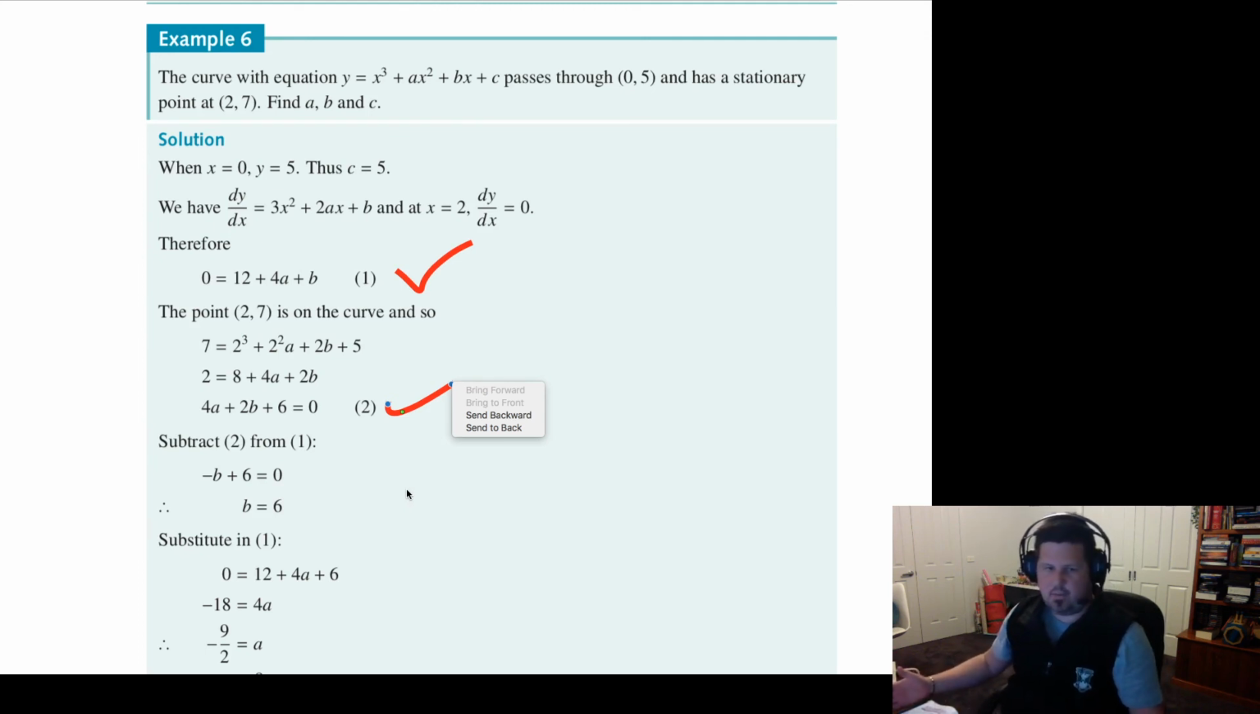So once you have all of these values, you've got c, you've got b, you've got a, you would write it out and clearly say: a is equal to negative 9 over 2, b is equal to 6, and c was equal to 5, which is what the question was asking you to find out.